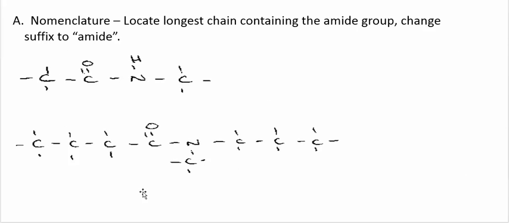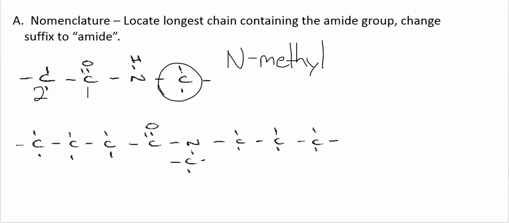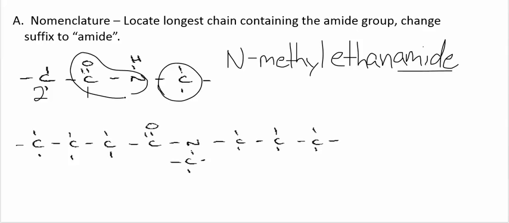Nomenclature for amides: you find the longest chain containing the amide group, which is the double bond O, and change the suffix to amide. So in this first example, longest chain containing the amide group is a 2-carbon chain, and we have a substituent over here. So we're going to name the substituent first, N-methyl, and then the 2-carbon chain is eth and amide. And the suffix amide takes care of the nitrogen plus the double bond O to the carbon.